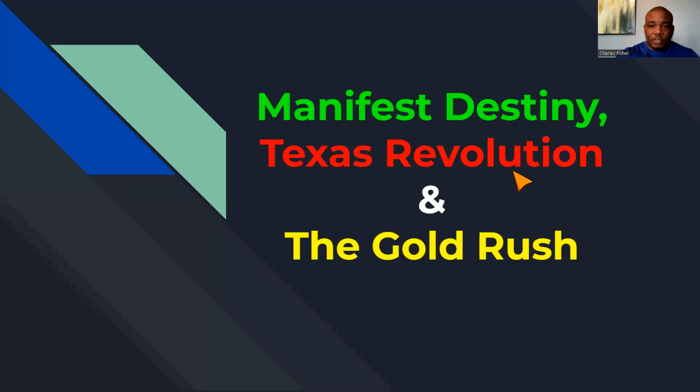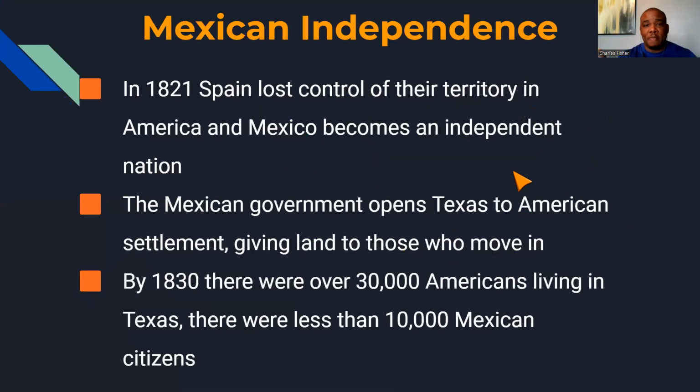What is the Texas Revolution? Let's start at the beginning with Mexican independence. In 1821, Spain lost control of their territory in America, and Mexico becomes an independent nation. Let me pause there for a second. The people in Mexico revolted against Spain.